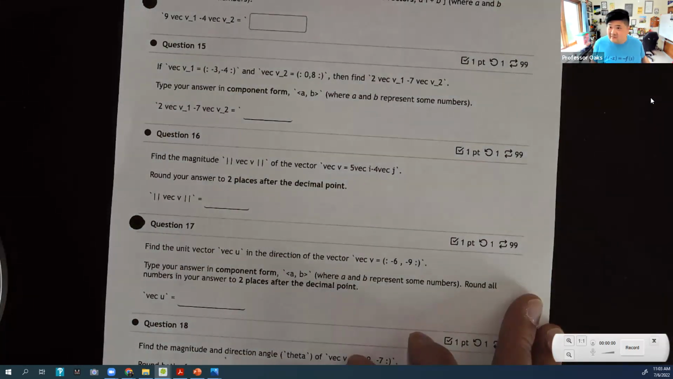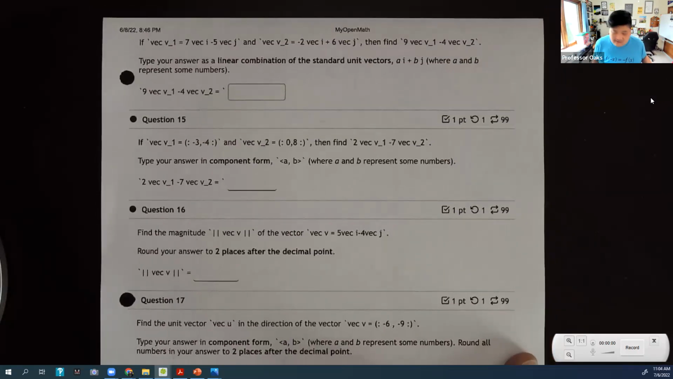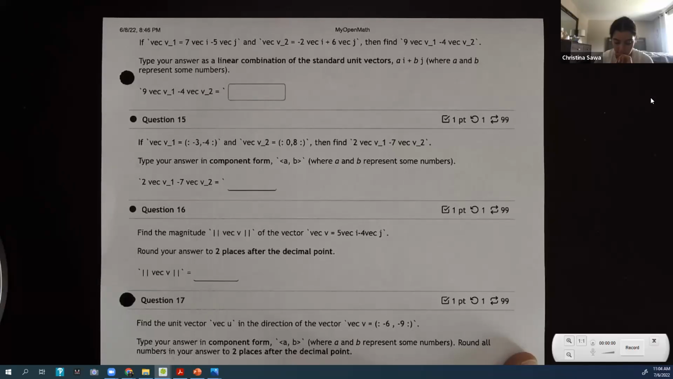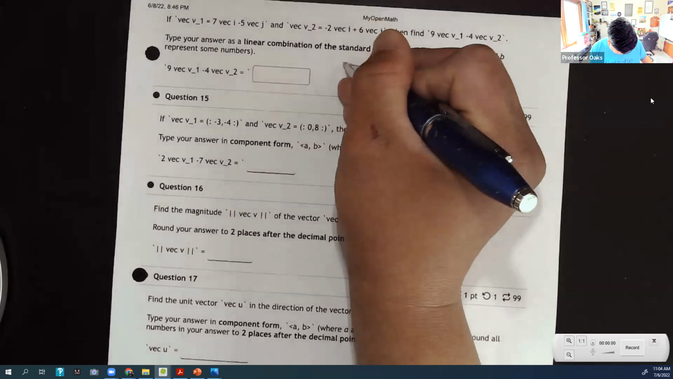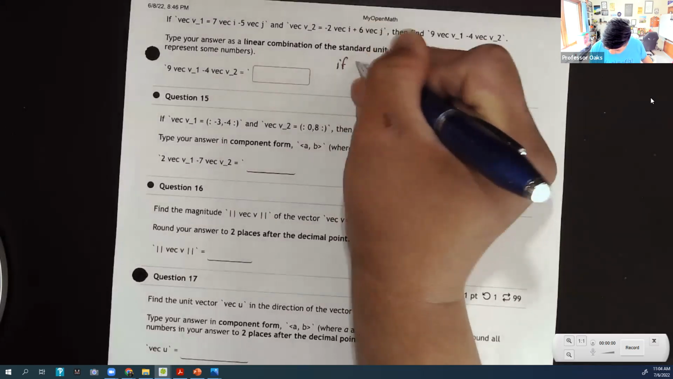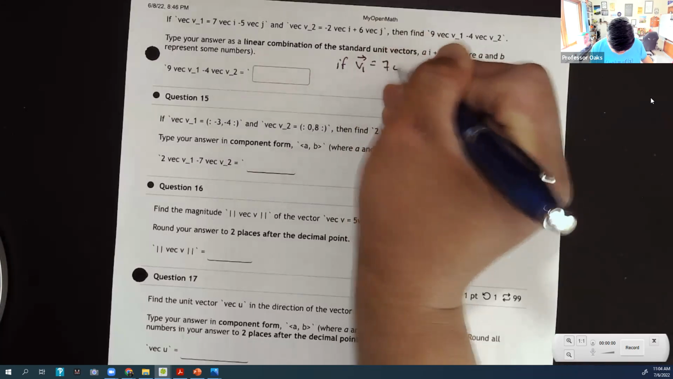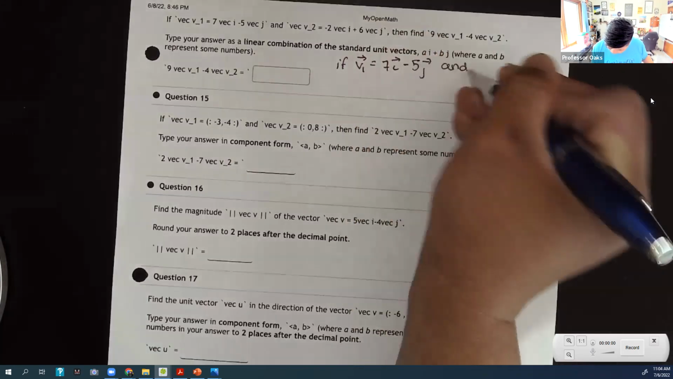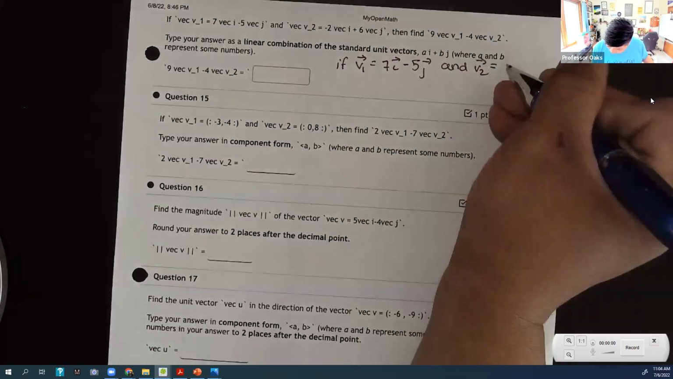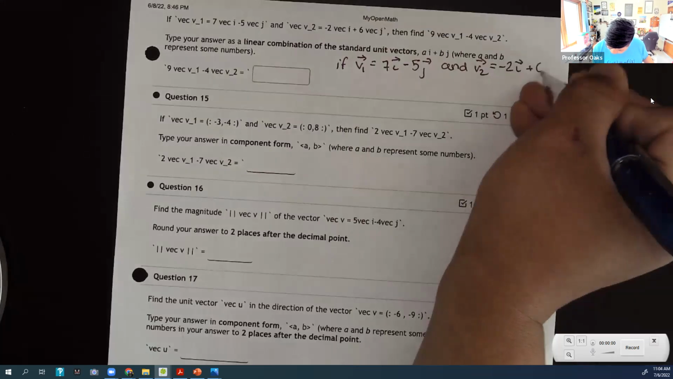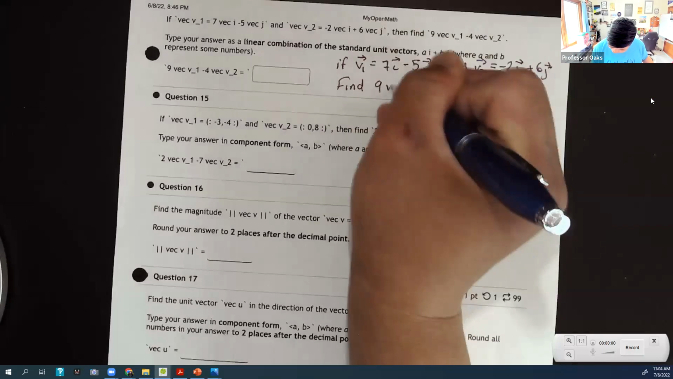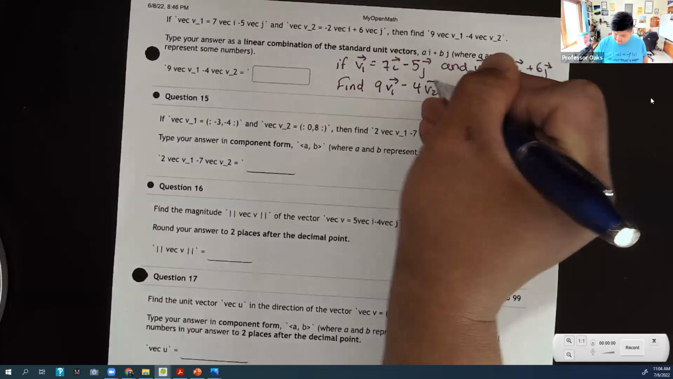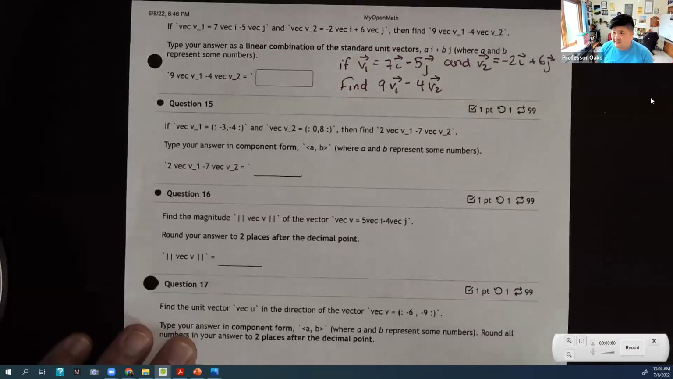For some reason, it's really odd that it printed like this. But these are not that difficult, because this is saying that if V1 is 7i minus 5j and V2 is negative 2i plus 6j, then find 9V1 minus 4V2.